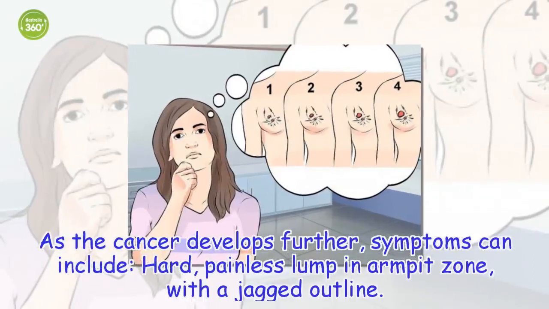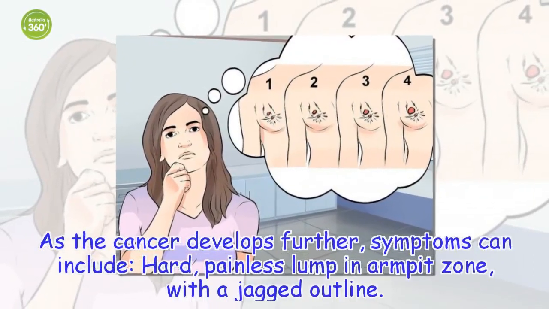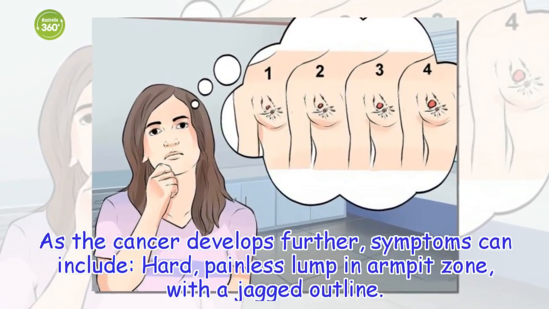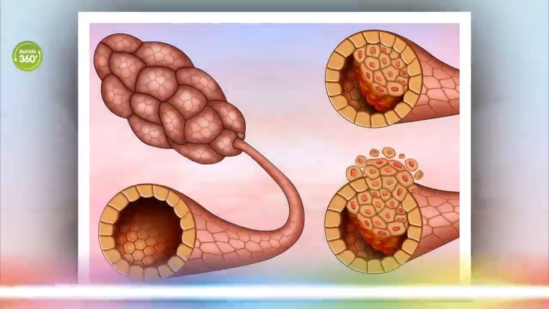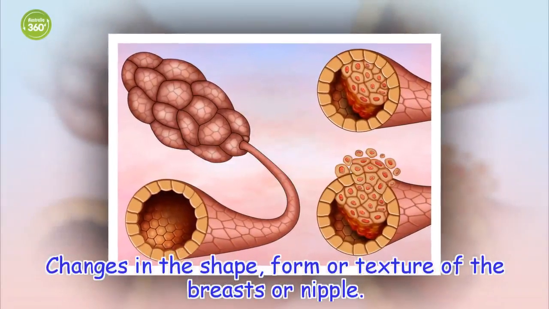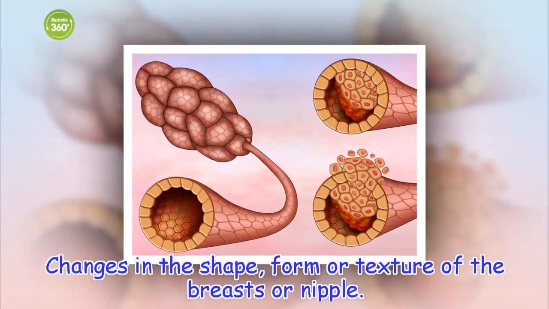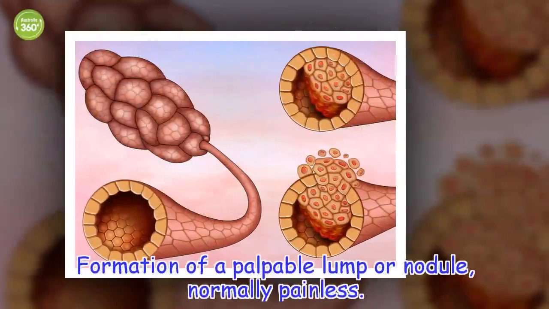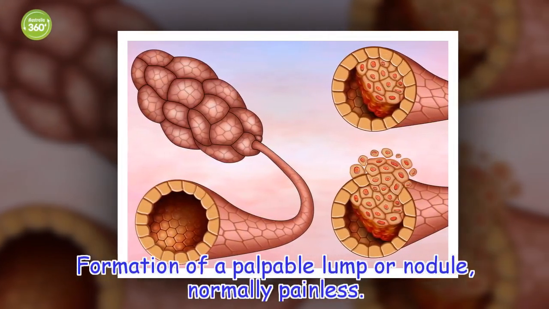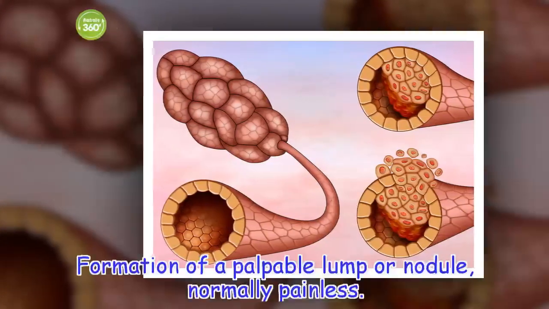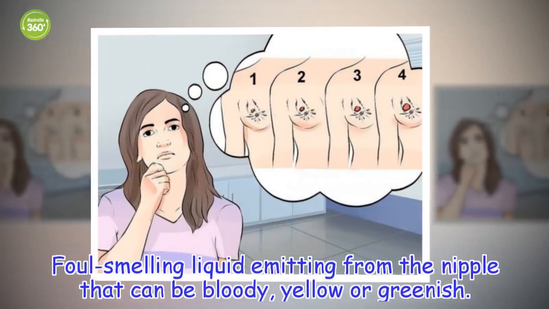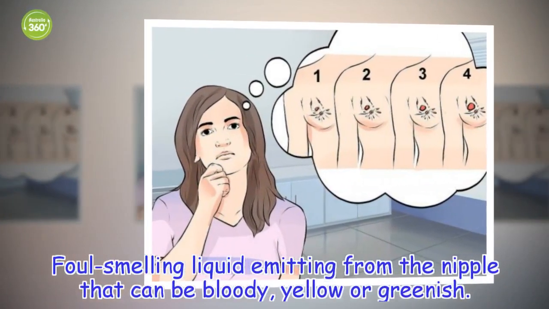As the cancer develops further, symptoms can include a hard, painless lump in the armpit zone, with a jagged outline. Changes in the shape, form or texture of the breasts or nipple. Formation of a palpable lump or nodule, normally painless. Foul-smelling liquid emitting from the nipple that can be bloody, yellow or greenish.